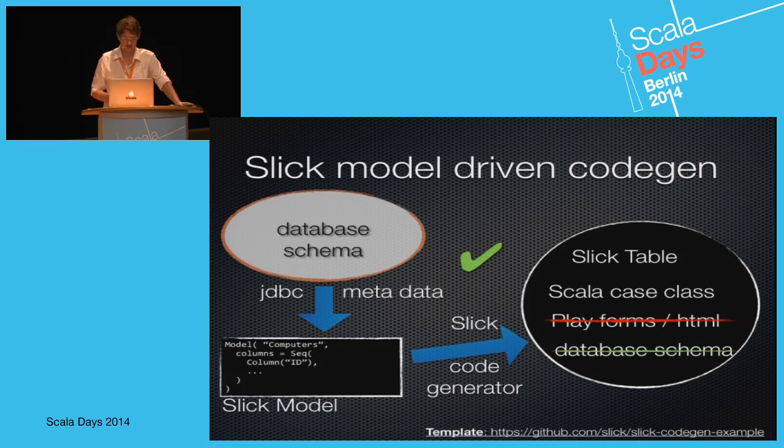And that's how it looks in Slick. So you have the database schema. We use the JDBC metadata API to build a model from that. So Slick builds a model with everything it needs to know about it. And then the Slick code generator consumes this model and generates Slick tables and Scala case classes, not Play forms, but I'll get to that in a minute. And there's a template project that you can look at that implements that.